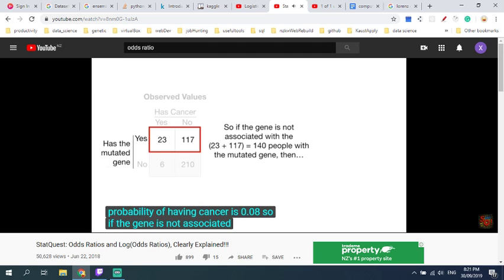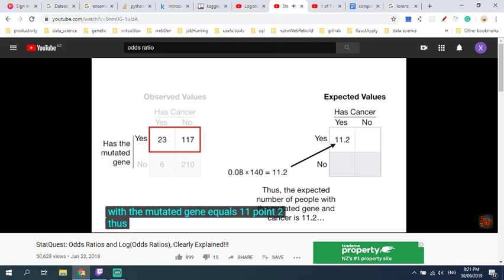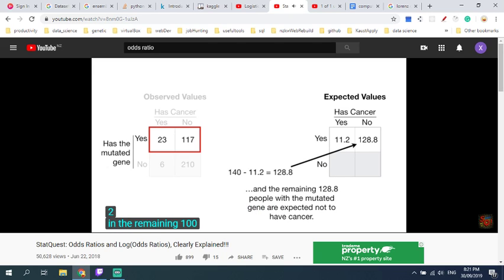So if the gene is not associated with cancer, then for the 23 plus 117 equals 140 people with the mutated gene, the probability of having cancer times the number of people with the mutated gene equals 11.2. Thus, the expected number of people with the mutated gene and cancer is 11.2. And the remaining 128.8 people with the mutated gene are expected not to have cancer.